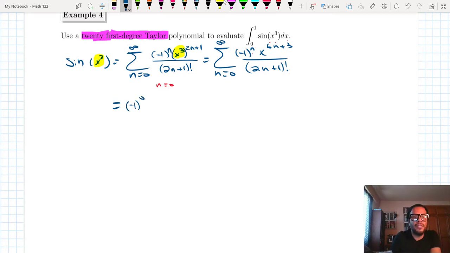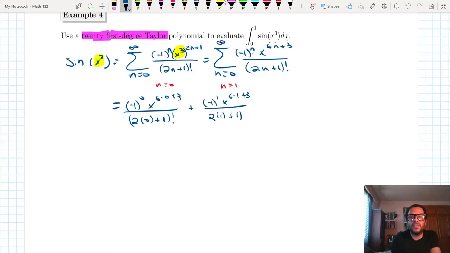Negative 1 to the 0 times x to the 6 times 0 plus 3 divided by 2 times 0 plus 1 factorial, plus for n equals 1, I'm going to have negative 1 to the first times x to the 6 times 1 plus 3 divided by 2 times 1 plus 1 factorial, plus for n equals 2.